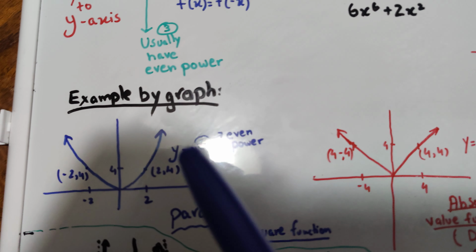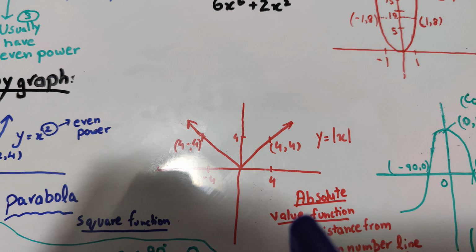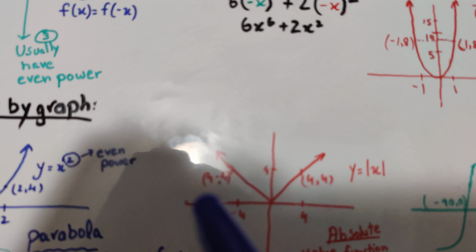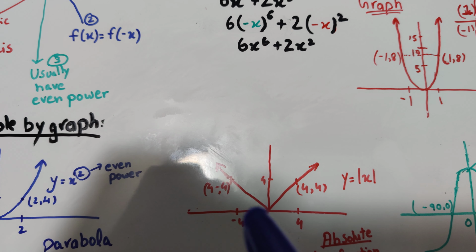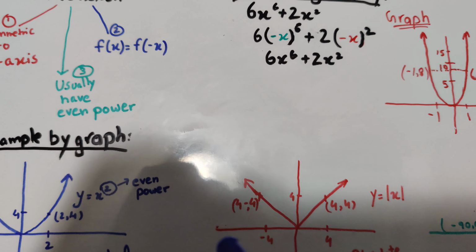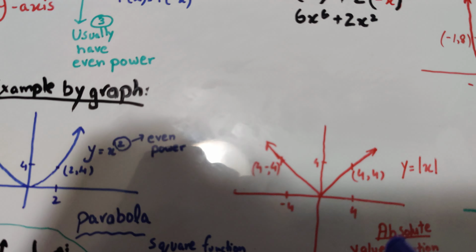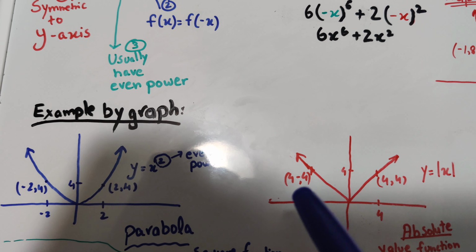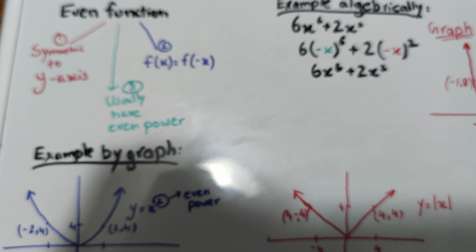For the second example, we take an absolute value function. We know what an absolute value function is. Absolute value is the distance from 0 on a number line, and it's always positive. So if we put in -4, it still gives us a positive value. If we put in +4, it will give the positive value. Because it's a distance, it's always positive, and it's symmetric to the y-axis. You can see, we put in -4, we still got a positive value.